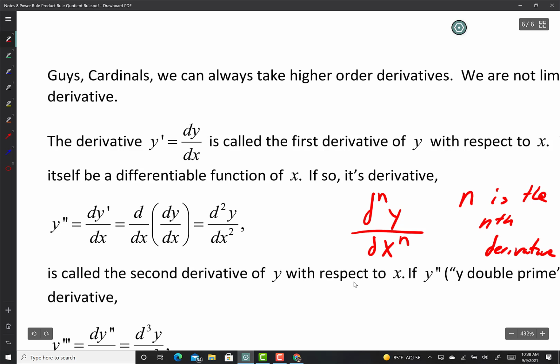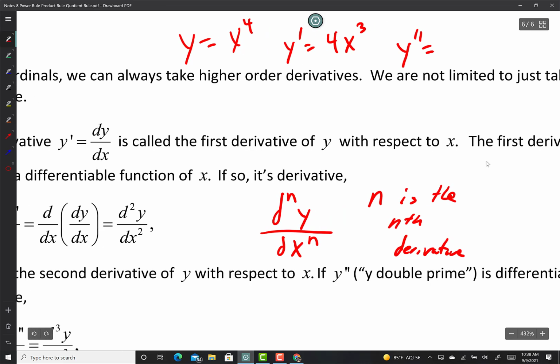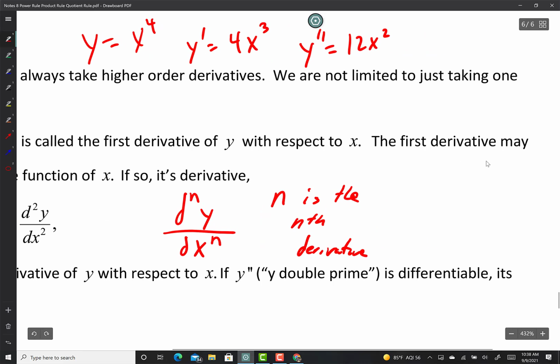So let's just do it with basic derivatives. Y equals x to the fourth. What's the first derivative of y equals x to the fourth? 4x cubed. Okay. What's the second derivative of 4x cubed? 12x squared. What's the third derivative? What's the fourth derivative?